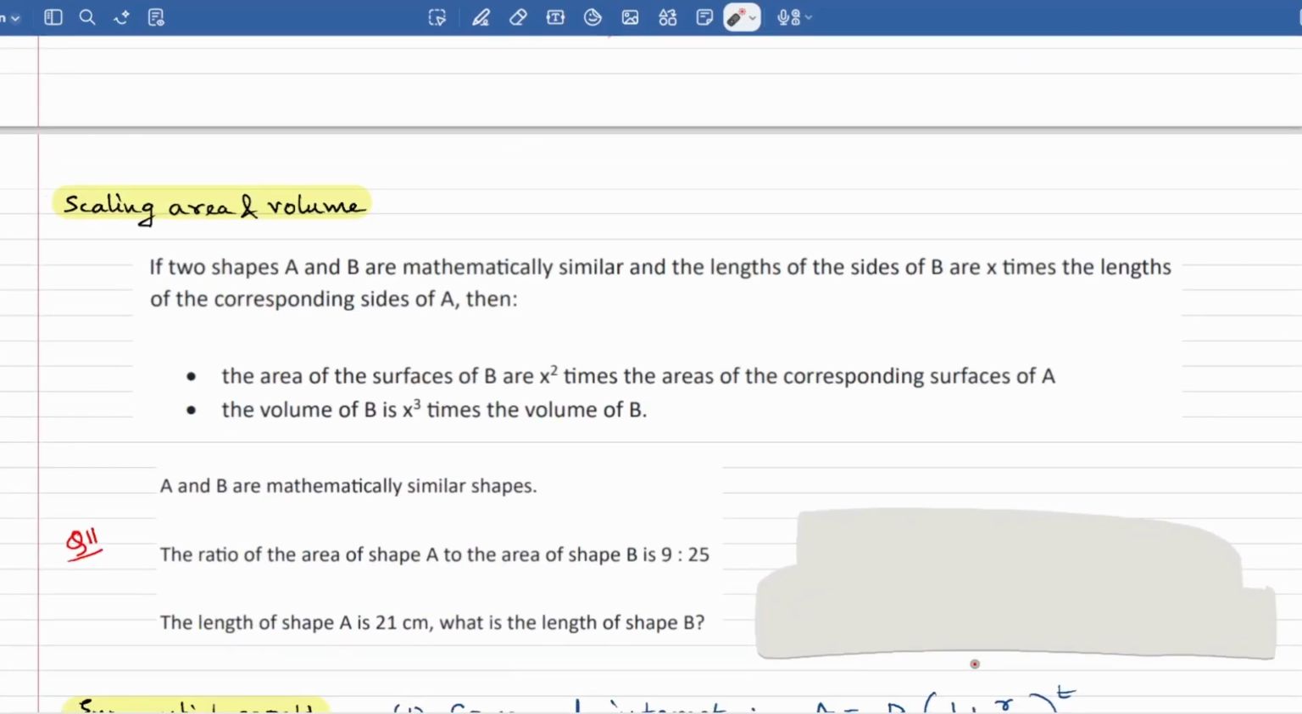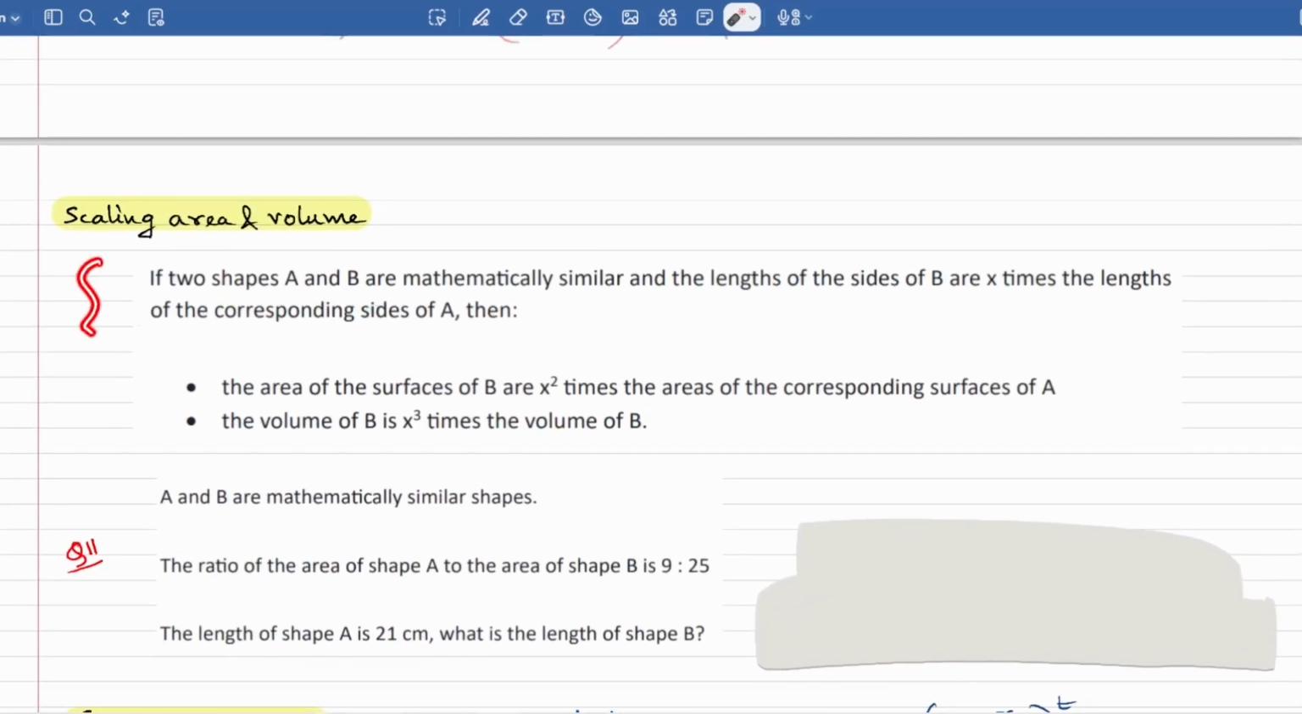Next section that we will learn is scaling area and volume. We have done linear scale factors at the beginning of the chapter. Now we will be looking into what happens if I take the area and volume of those same shapes. So if the shapes are mathematically similar and the scale factor between their sides is x, the scale factor between the areas will be x squared and the scale factor between their volumes will be x cubed.